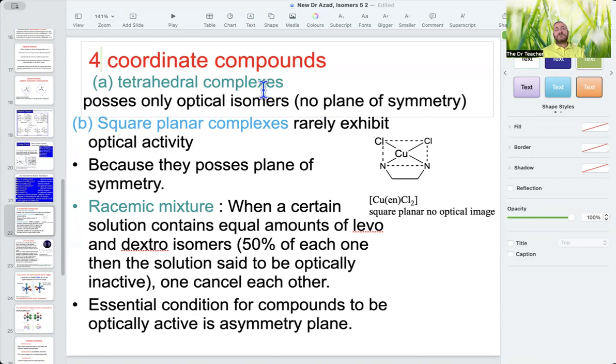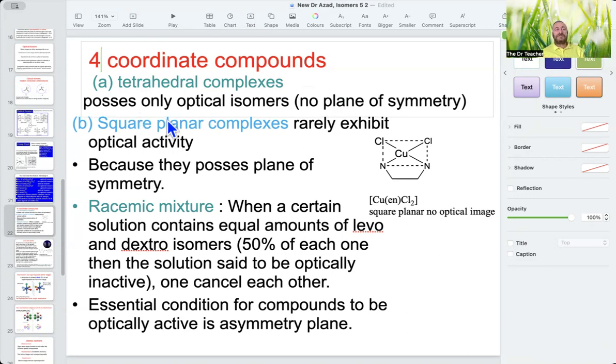So tetrahedral complexes possess only optical isomers, no plane of symmetry. This is a tetrahedral, so there is no plane of symmetry. So they are only optical isomers. If you put them in front of the mirror, you can find a different image of them. So it means you make another compound.